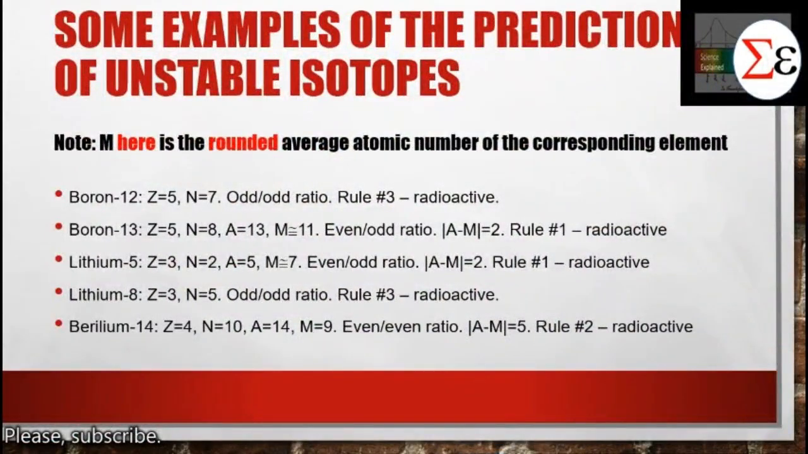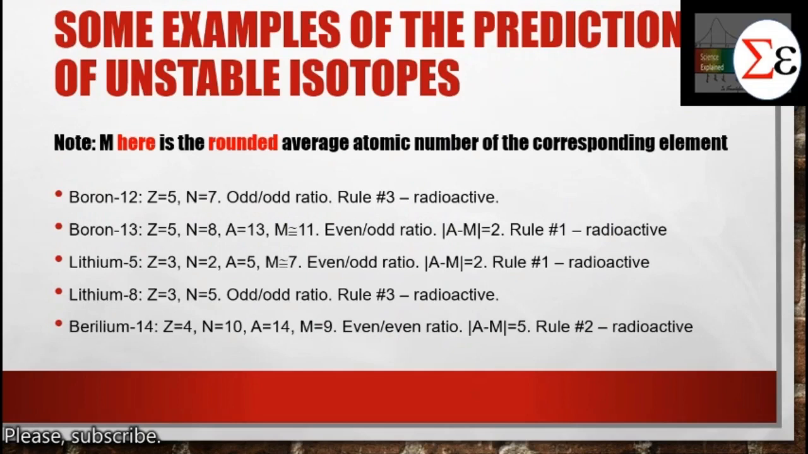Let's give some examples of the prediction of the unstable isotopes. Note that M here is the rounded average atomic mass of the corresponding element. Boron 12, Z5, N7, it has a ratio N over Z, odd over odd. It follows rule number 3, and it is radioactive.